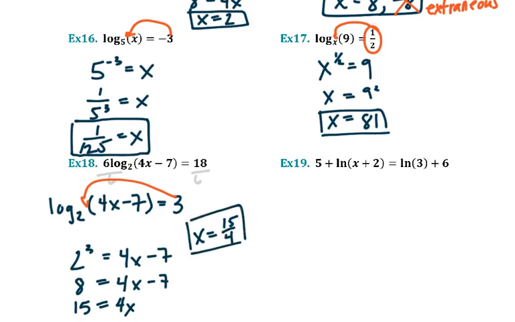And of course, this will also check. If I plug that into my argument, it's going to remain positive. And that's the main thing we're looking for when we're solving this.